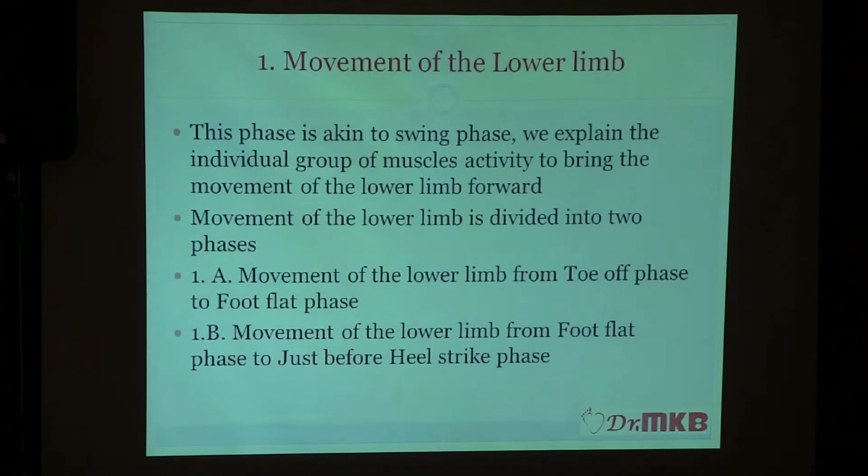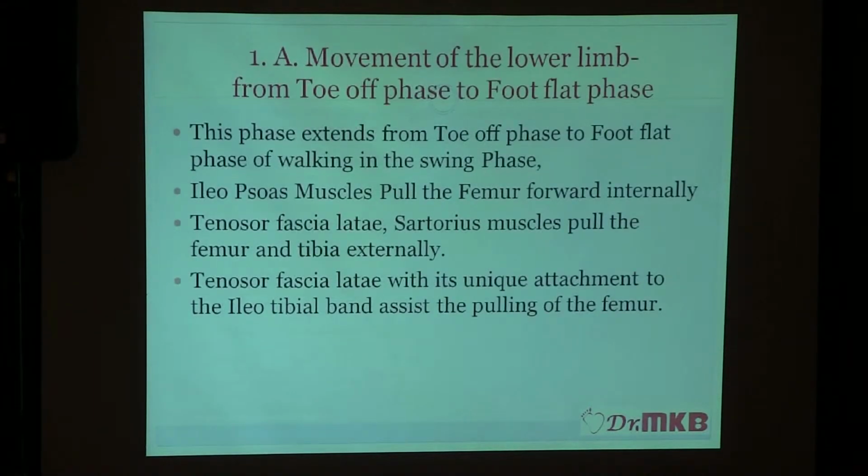Movement of the lower limb can be divided into two phases. From the toe off phase to foot flat phase, phase 1, and foot flat phase to just before the heel strike phase, phase 2. This is depending on the action of the muscles. The lower limb in the first phase extends from the toe off phase to foot flat phase.